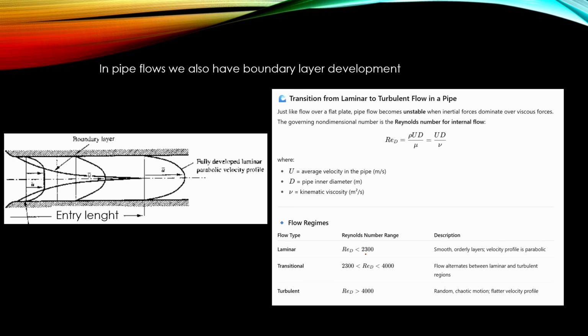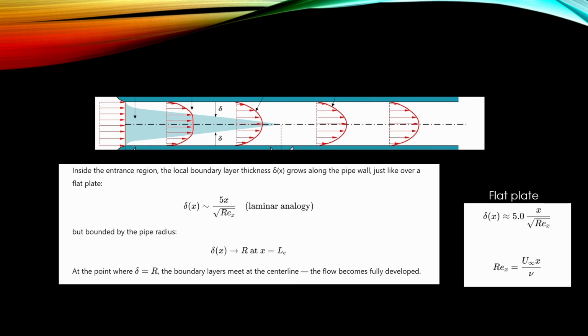flow is laminar, and then this velocity profile is almost parabolic. When this Reynolds number is higher than around 4000, this flow is fully turbulent. Typically, then this velocity profile is more flat. If we need to calculate the boundary layer thickness in this entry zone, we can use the same function as was used for our flat plate case.